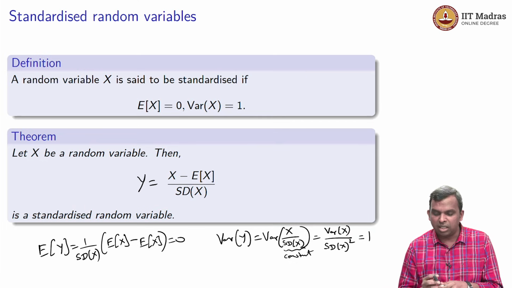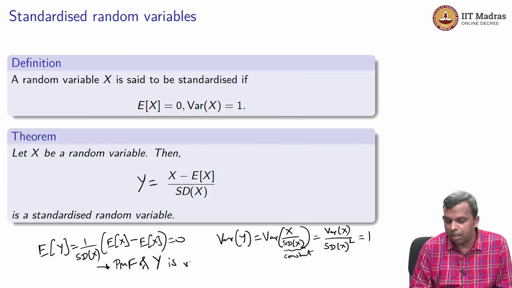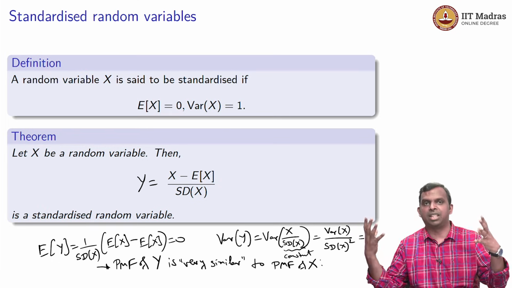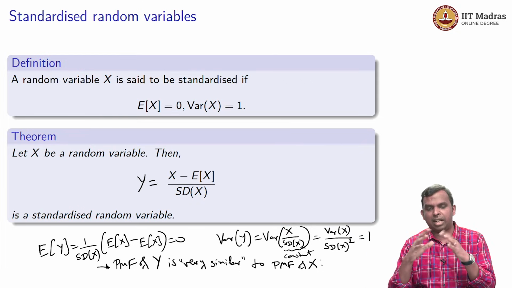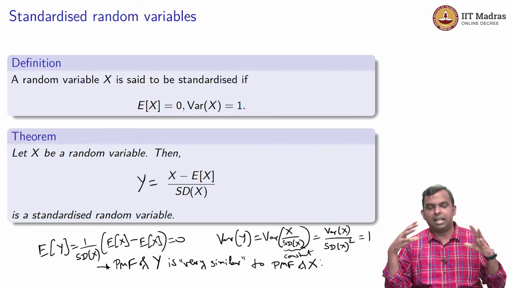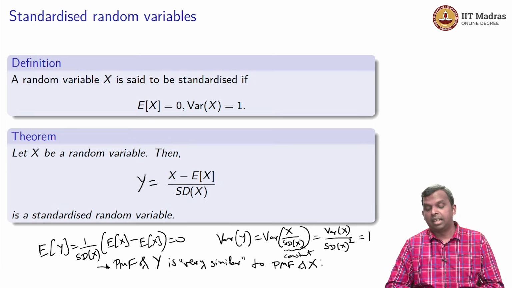Hopefully you see that the PMF of y is very similar to the PMF of x. Let me just put very similar in quotes, I'm not defining it properly. Why? Because y is just a translated and scaled version. So the shape of the PMF is not going to change. If it has a certain shape, it will get scaled and moved around, but the general relative behavior is the same. So you can go from one PMF to the other, but the expected value is 0 and the variance is 1. These kinds of things are said to be standardized random variables.